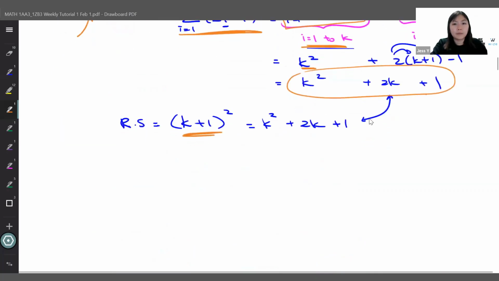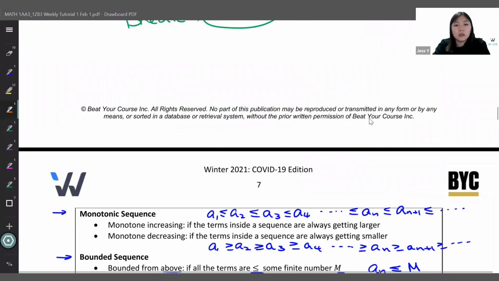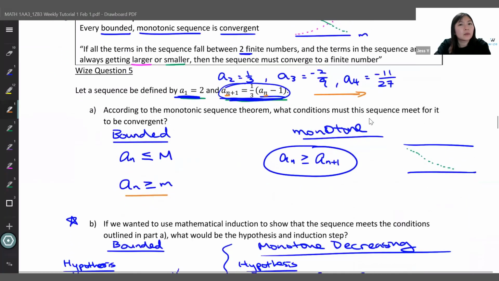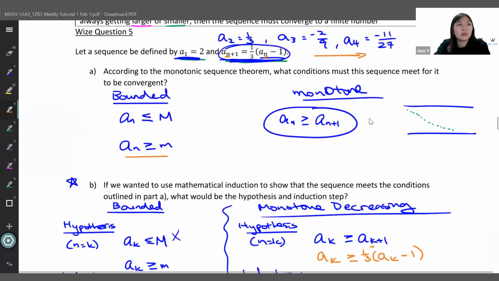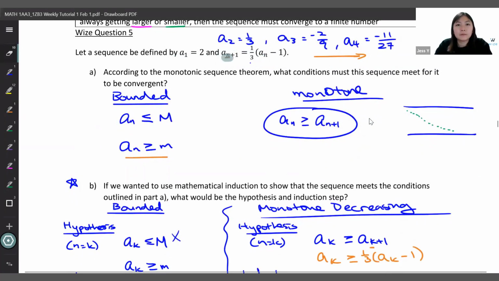Page seven, yep. Here we go. Yeah, this one's a little tricky. A lot of the definitions, I'm assuming you want the question on page seven, so I'm going to go through that. I'll just get rid of some stuff here. Okay, so this one says that the sequence is defined by a1 equals 2, and then the n plus 1 term, a n plus 1, is a third times a n minus 1.